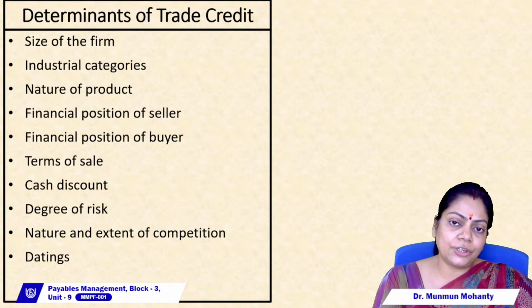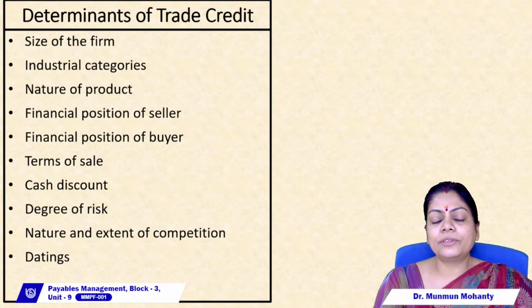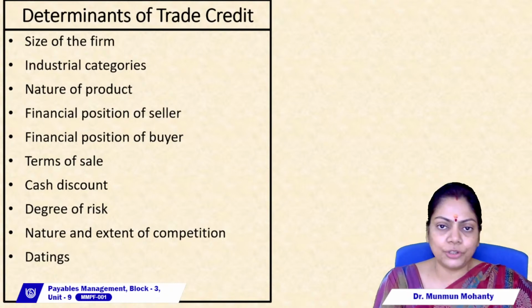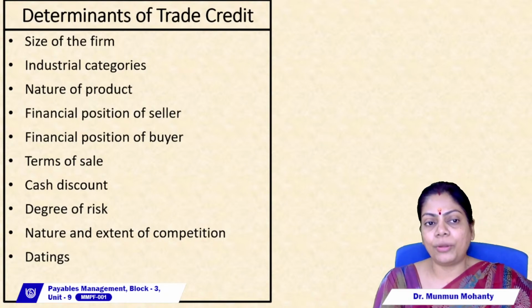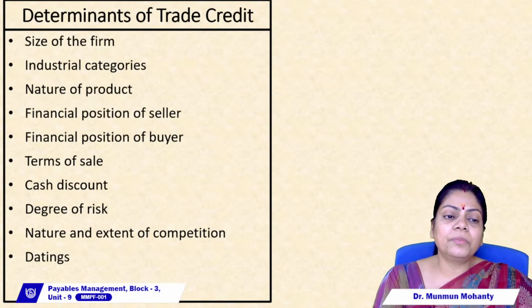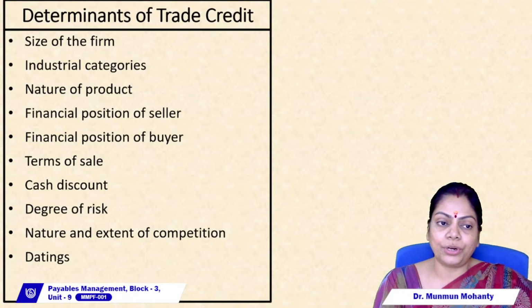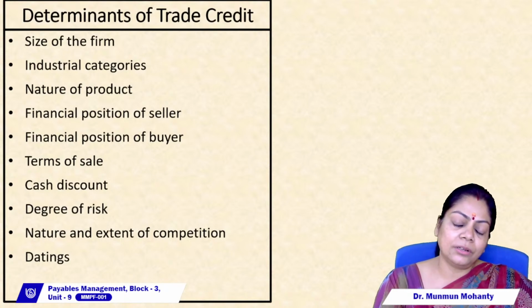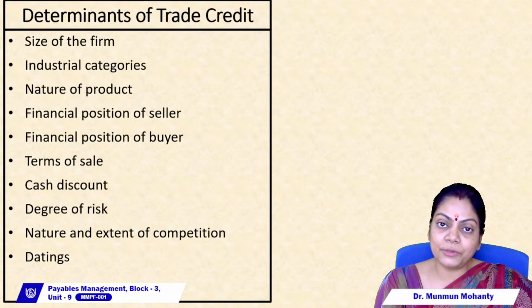When we talk about the nature of product, the product could be fast selling or slow selling. An example of a fast selling product is something like consumables. A slow selling product could be gold ornaments and the like. For a fast selling product, trade credit might not be that important, because the turnover is very fast, so the inventory turns over very fast and the cash collection happens very fast.